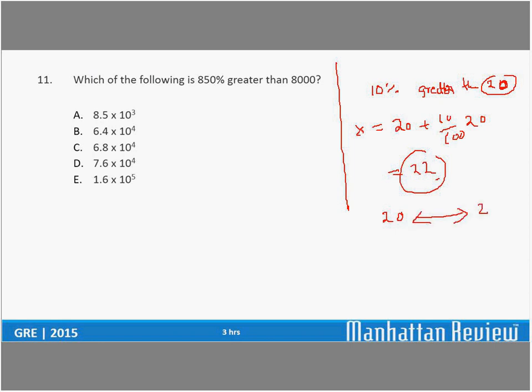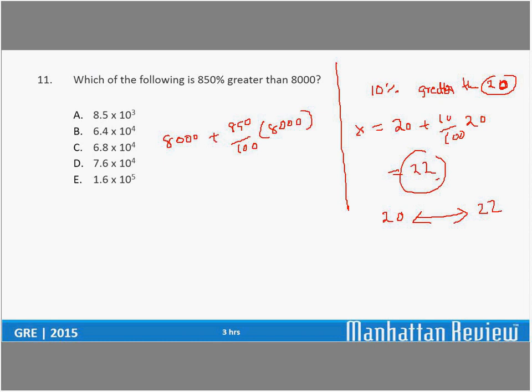First you put 20 and 22 parallelly. Now how do you relate 22 with respect to 20? 22 is 10% more than 20. That's how you relate these words. So similarly, when you are expecting a value which is 850% greater than 8,000, you write this as 8,000 plus 850% of 8,000.